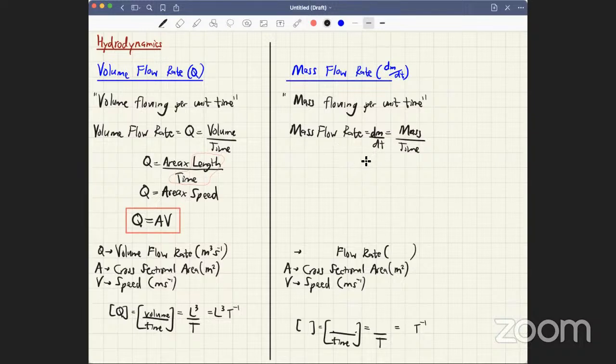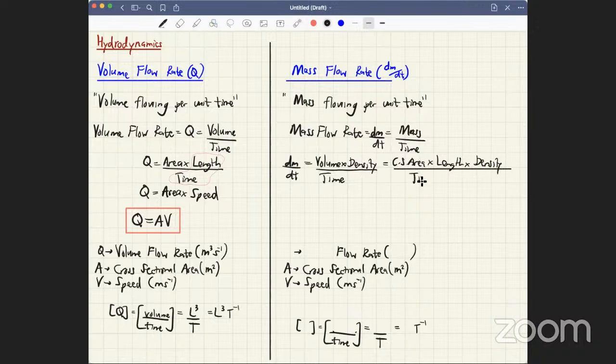Now, for dm over dt, the equation is going to be slightly different, people. How can I write mass? Mass is volume into density, right? Volume into density over time. Now, volume can be expanded even further, just like the previous one. That is cross-sectional area into length. Even here, it would be better if you write cross-sectional area into length into density, divided by time.